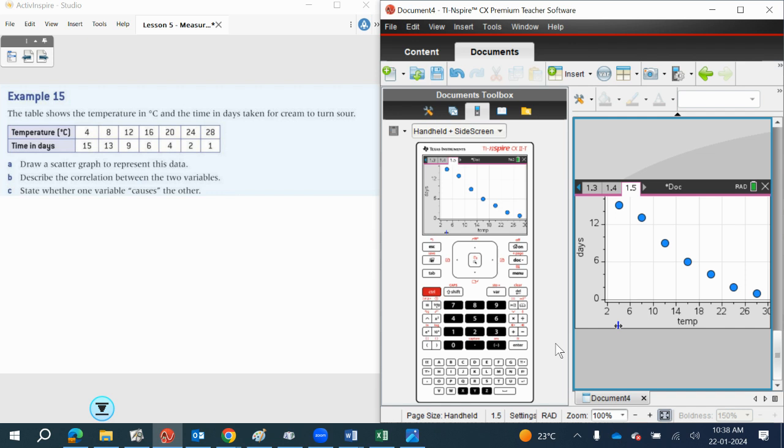Okay, so we're drawing our scatter plot. Describe the correlation between the two variables. Andrea, what is the correlation? A strong negative correlation. State whether one variable causes the other. Do we think one variable causes the other?